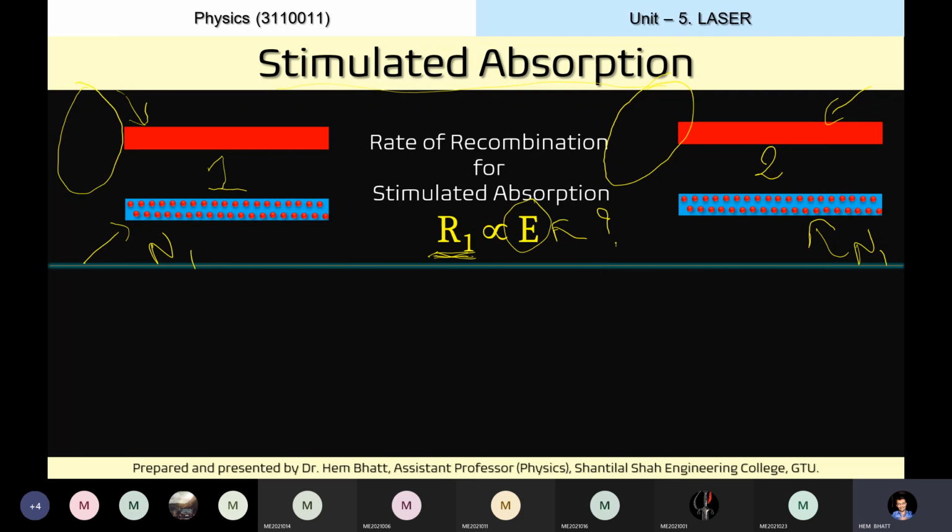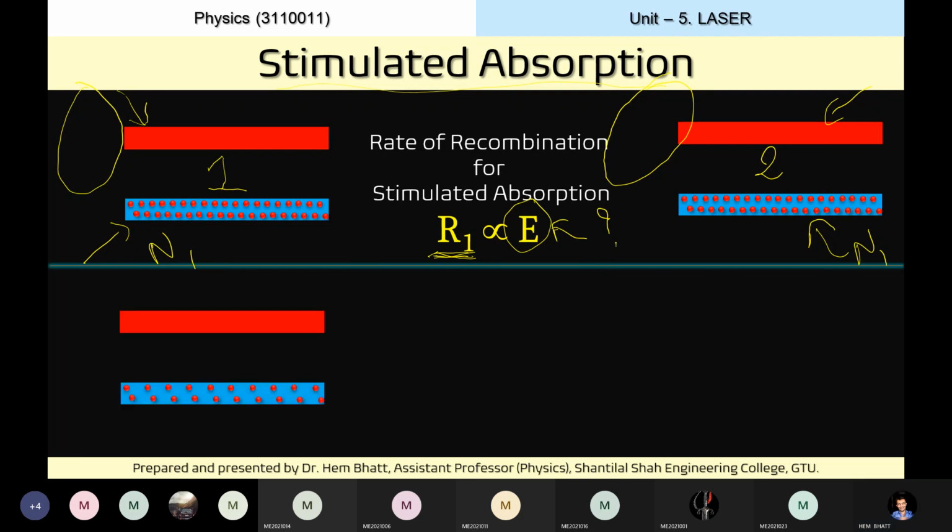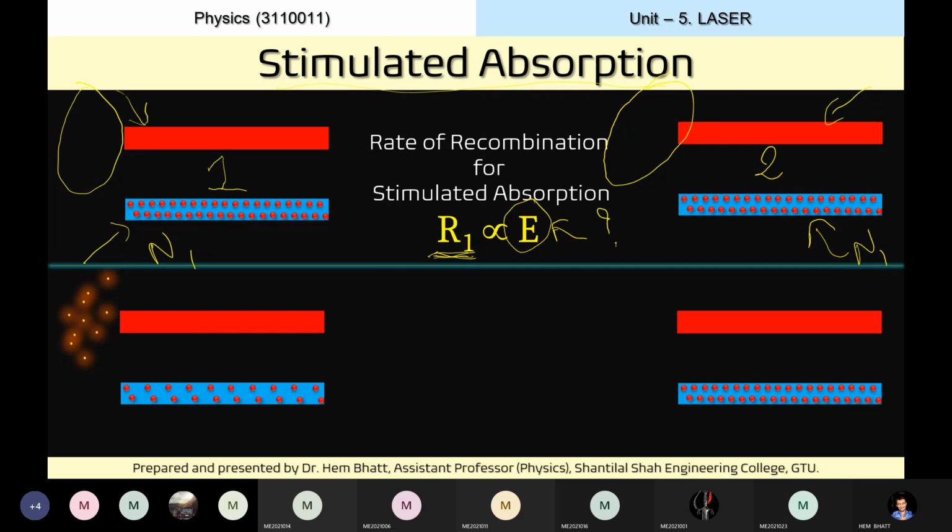Okay, not only that. What difference do you see between 3 and 4? Change in the number of electrons in the ground state. Okay, so in which case will more electrons go to the excited state, 3 or 4? Fourth. Reason?